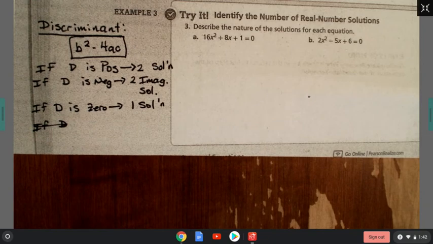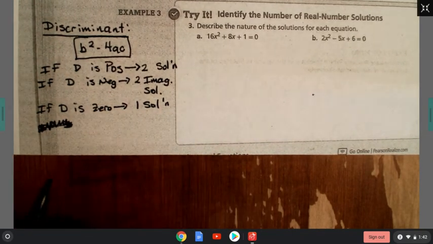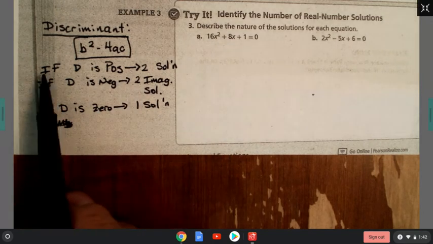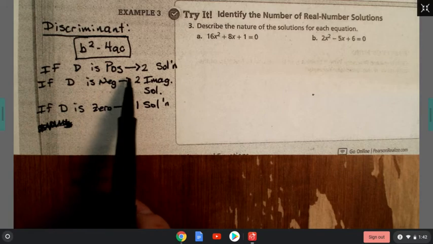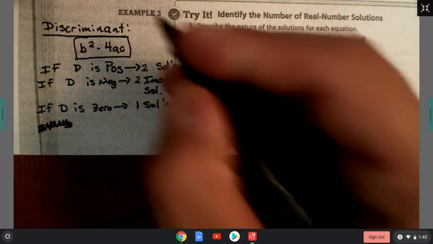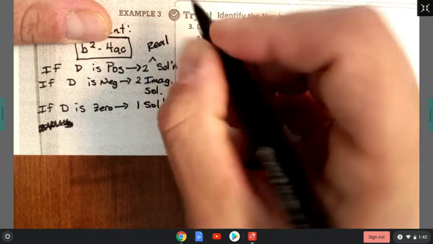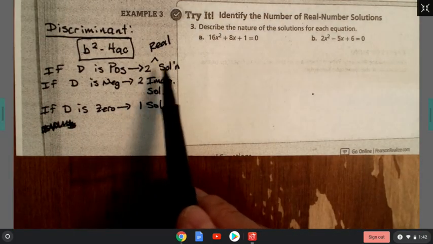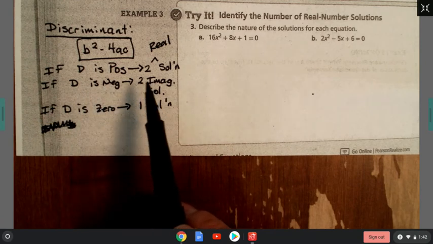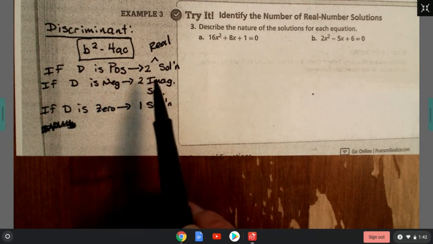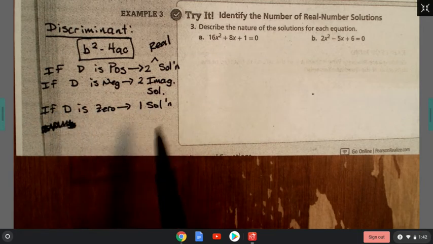But what it does is it tells us what our answer should look like when we're done. So if the discriminant is a positive number, you're going to have two real solutions. If the discriminant is negative, you're going to have two imaginary solutions. And if the discriminant is 0, you're going to have only one solution.